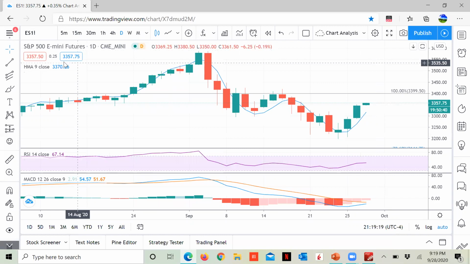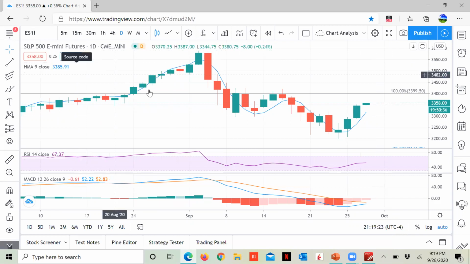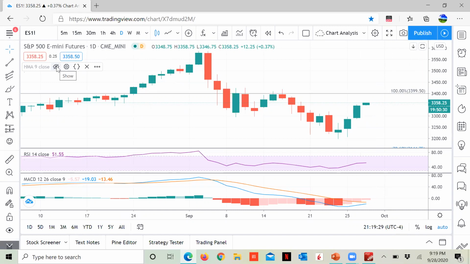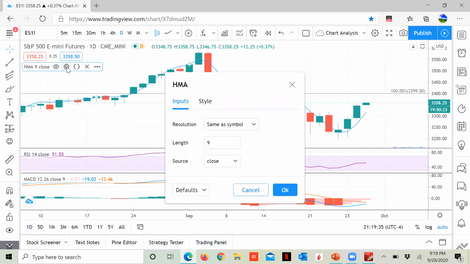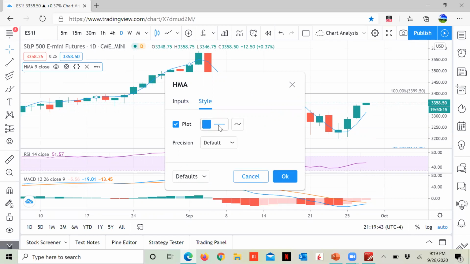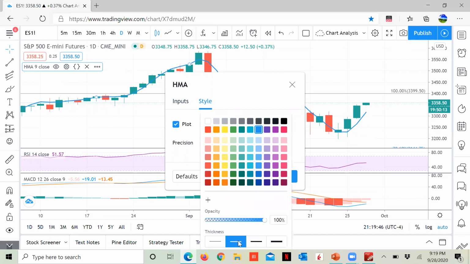So I already have the Hulse moving average selected here. If you want to change the color or any settings, you click on the settings. And if you want to hide it, you click on hide. The indicator is hidden. You click on show, then you can see it. So you click on the settings. Length is default 9. And if you want to select the style, you can select the style, increase the thickness of the line and stuff.